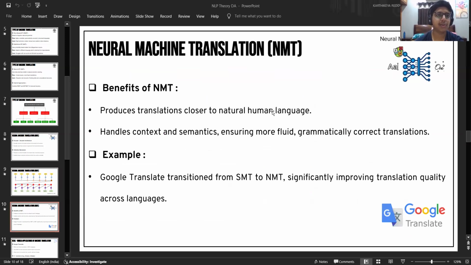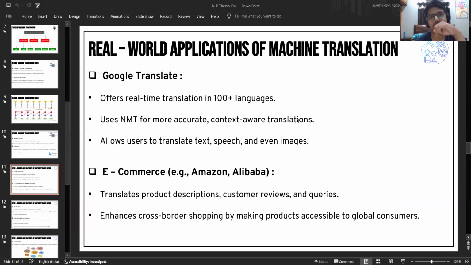So coming to the real world applications of machine translation or NMT. So let's consider a real world example of NMT such as Google Translate, which we all use in our daily life. Google transitioned from statistical SMT to neural machine translation, which significantly improved its translation quality. Today, Google Translate offers real-time translation across 100 languages and can handle text, speech, and even images. NMT has made this service much more accurate and contextually aware.